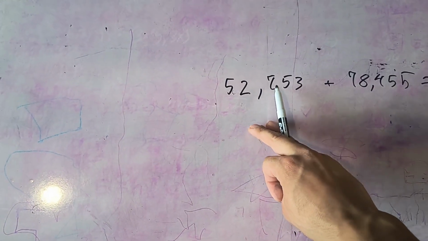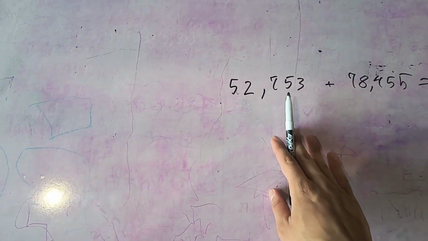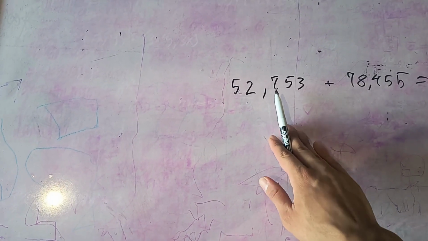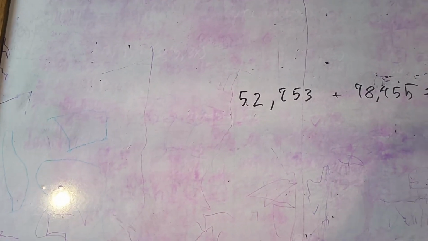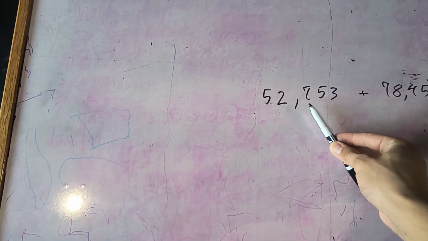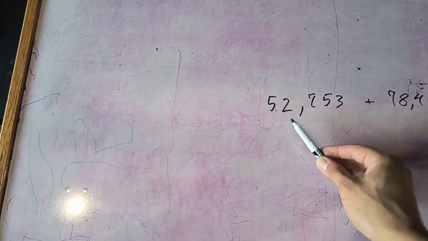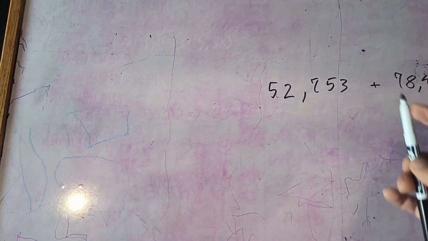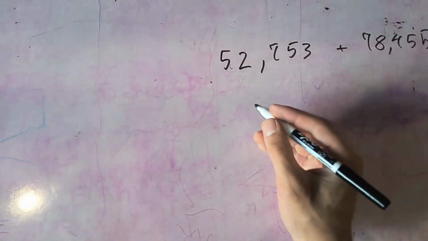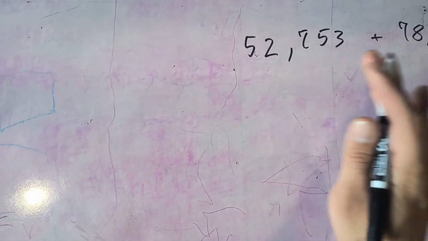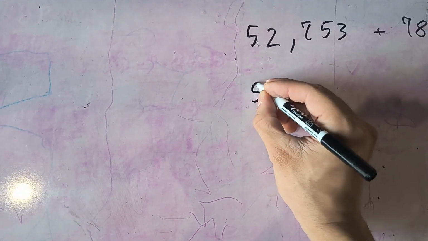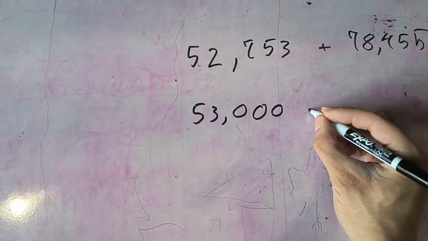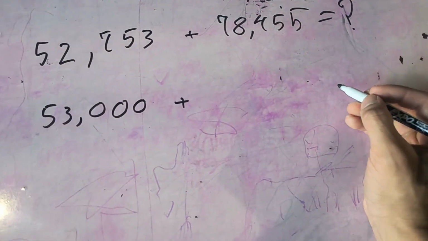What thousand is closest to 700? Is it 3,000 or is it 2,000? Well, it's 3,000 because 2,700 is closest to 3,000. So this would be 53,000 plus this rounded to the nearest thousand.